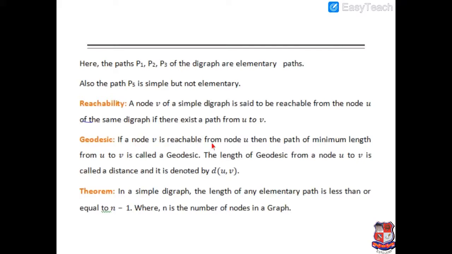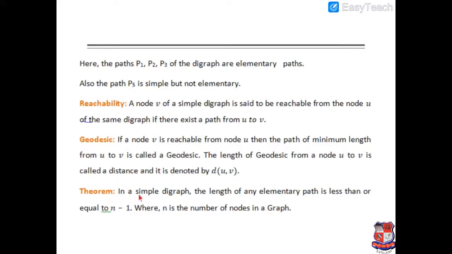Now what is geodesic? If a node V is reachable from the node U, then the path of minimum length from U to V is called geodesic. There may exist different paths between two vertices V and U, as we discussed earlier in the topic path. But a path of minimum length is called a geodesic path. The length of the geodesic from a node U to V is called the distance and it is denoted by distance of UV.